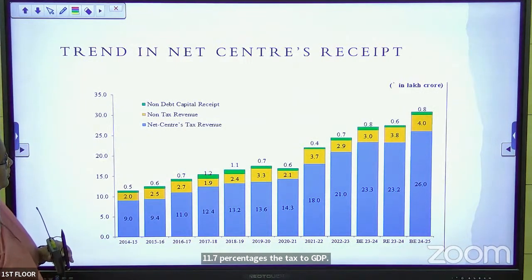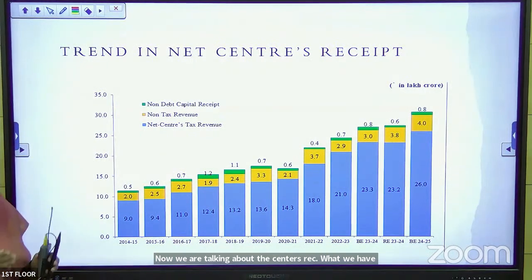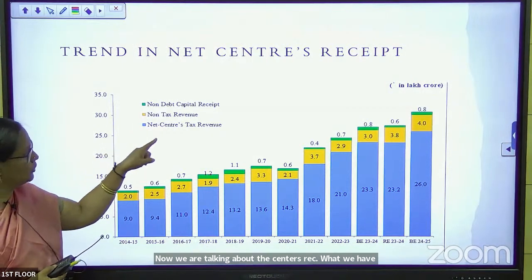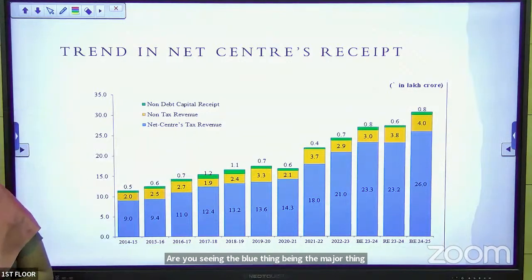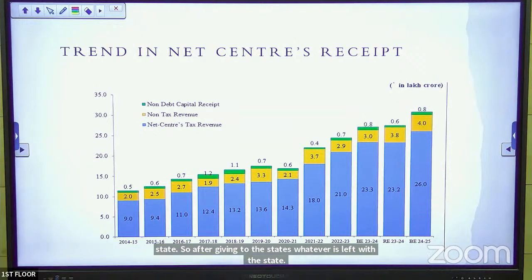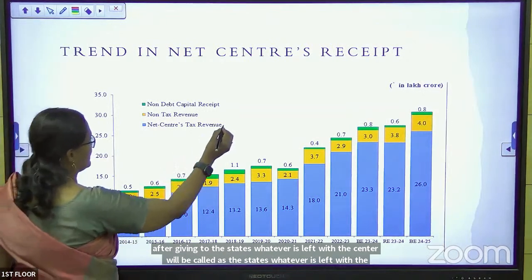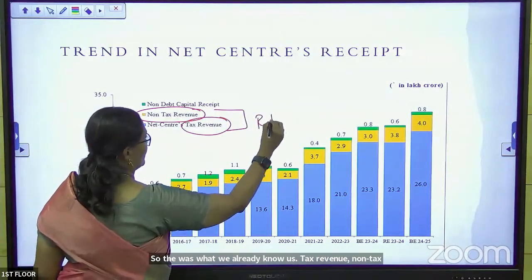Now we are talking about the center's receipts. What we have already studied, we have put it in a different perspective. Are you seeing the blue thing being the major thing, which is called net center's tax revenue? Why did the word tax revenue suddenly get the word net? We have to give some amount of the money to the states. So after giving to the states, whatever is left with the center will be called the net center's tax revenue. So the words we already know are tax revenue and non-tax revenue receipts. These two things will be making the RR.